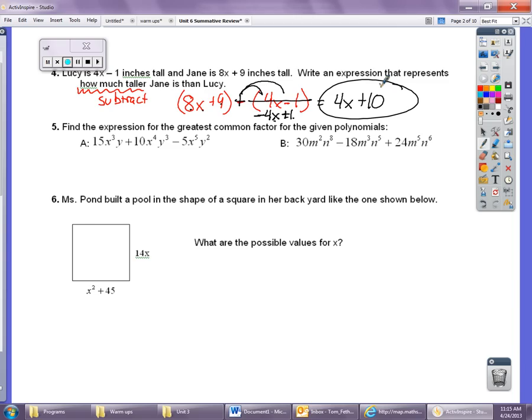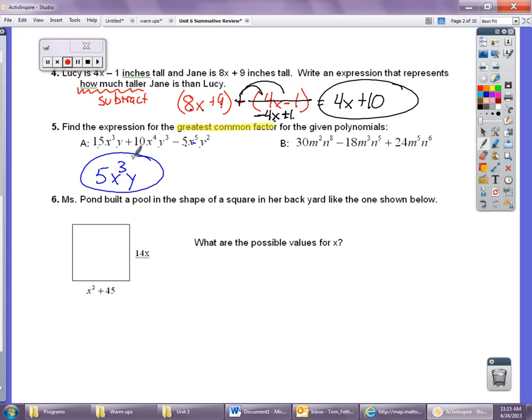Find the expression for the greatest common factor of these polynomials. So we're looking for the greatest common factor. So what do all of these have in common? When we look at number 1, 15, 10, and 5, they all have a 5. X, X, and X. The smallest amount of X's is X to the 3rd. Then Y, Y, and Y. So they all have Y's. The smallest amount is just Y.